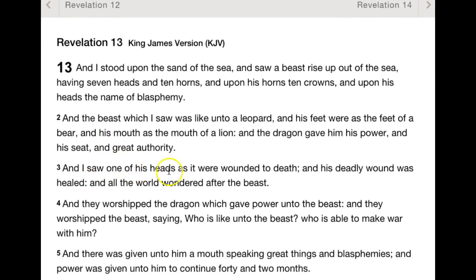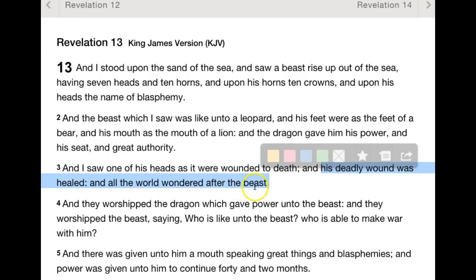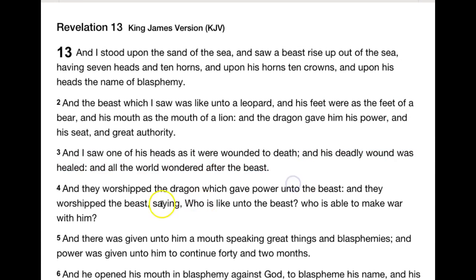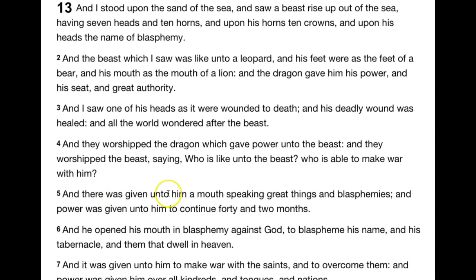And I saw one of the heads as it were wounded to death, and his deadly wound was healed, and all the world wondered after the beast." I'm going to go over with you in just a second what that deadly wound actually is. "And they worshiped the dragon which gave power unto the beast. And they worshiped the beast, saying, Who is like unto this beast? Who is able to make war with him? And there was given unto him a mouth, speaking great things and blasphemies, and power was given unto him to continue 42 months.